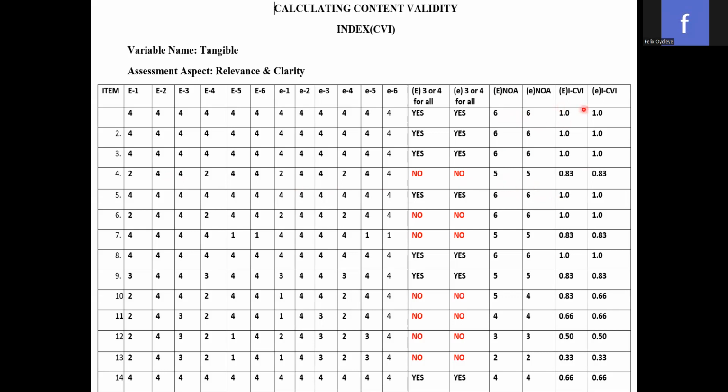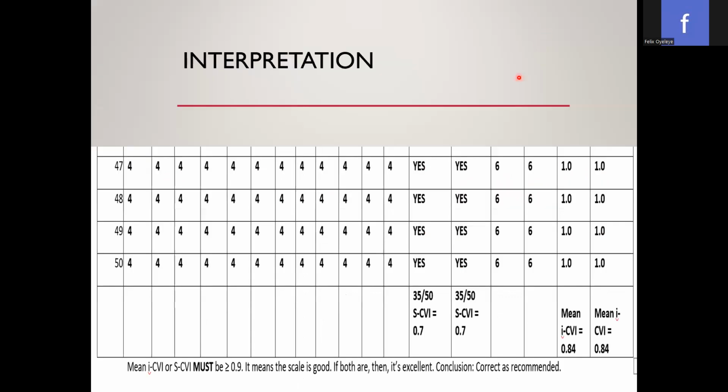And then you use that to calculate the item content validity index, as you can see on the screen. So that's how we calculate the item validity index here. Item validity index for relevance, item validity index for clarity. So at the end of the day, you are going to now sum up the number of agreements to form the scale content validity index. So for what is on this particular validation form, you have 35 over 50.